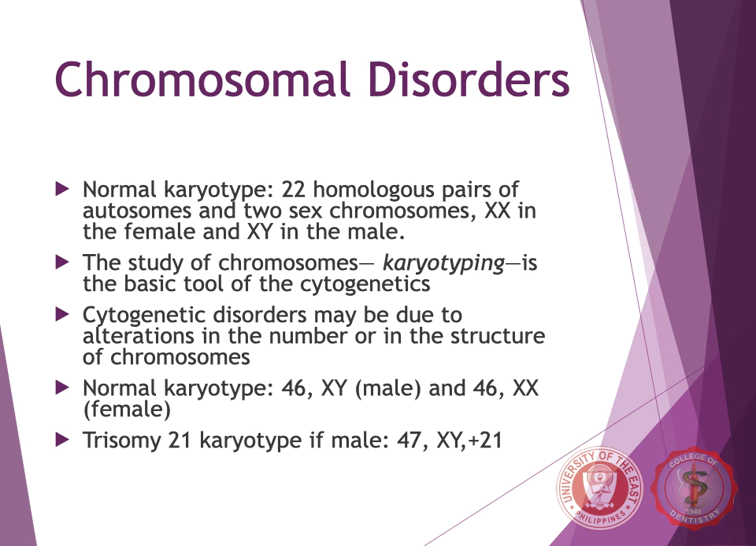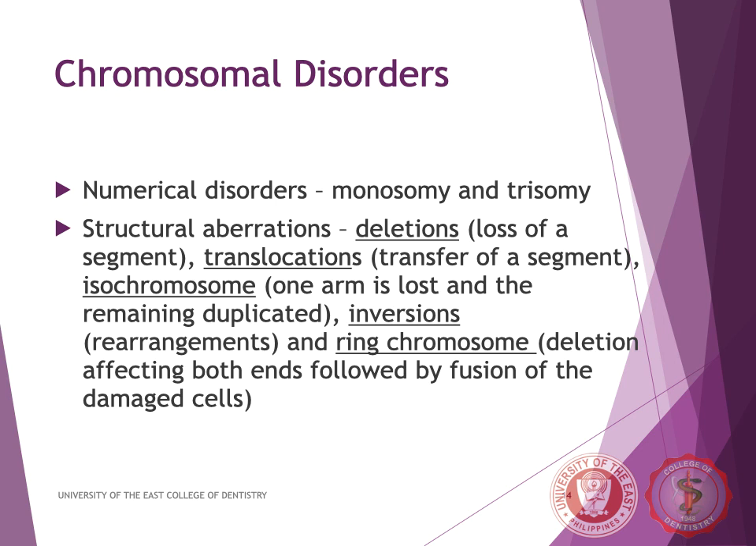Chromosomal disorders may be numerical or structural. Numerical disorders may happen when there is a trisomy, as in trisomy 21 or Down syndrome, and in structural, there could be deletions, translocations, as seen in CML or chronic myelogenous leukemia, between chromosomes 9 and 22, or inversions.